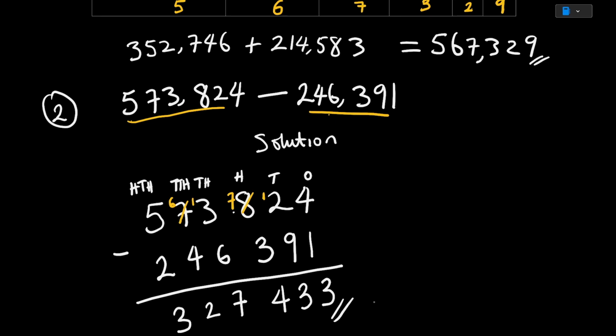So in this video, we have learned that place value is important. If you can be able to arrange those numbers according to their place value, you will be able to solve the question given to you easily.